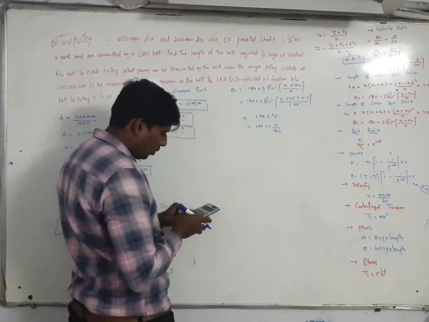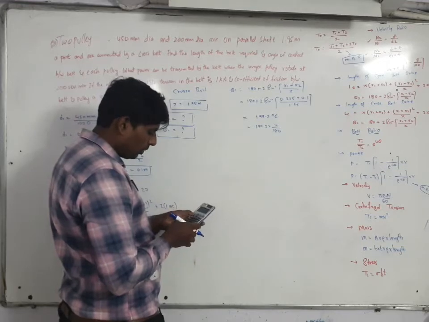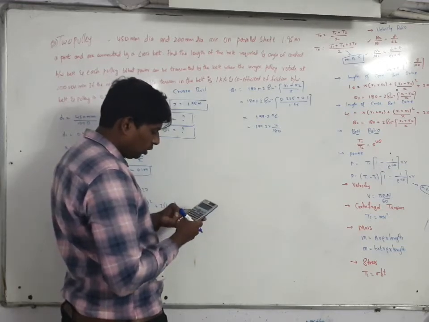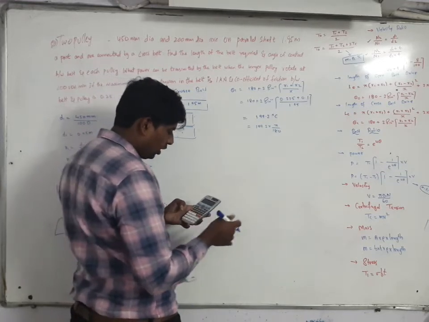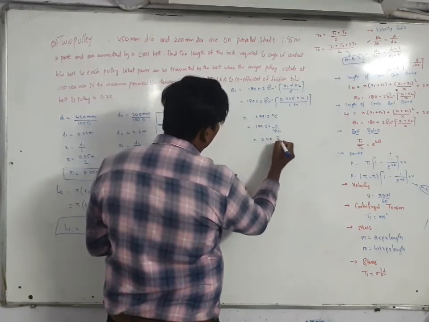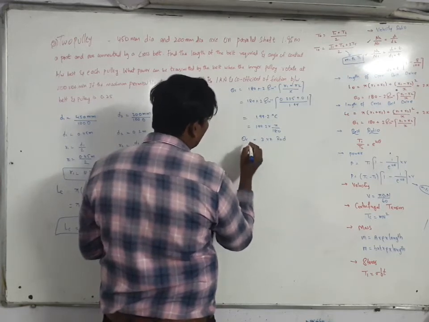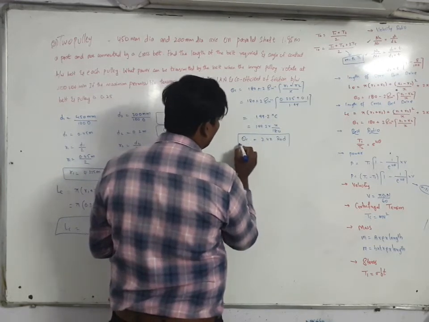So here, 199.2 into pi by 180. The answer should be 3.47 in radian. This is the value for theta.